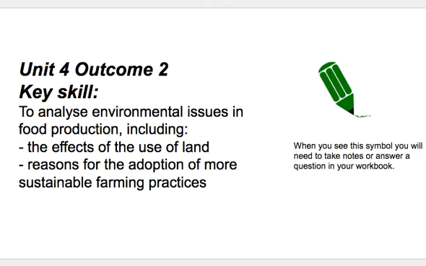Let's look at the outcome this links to. So it's Unit 4, Outcome 2, and the key skill is going to ask you to be able to analyse environmental issues in food production, including the effect of the use of land, and the reasons for the adoption of more sustainable farming practices. There's a worksheet that goes along with this presentation, which your teacher should provide you.